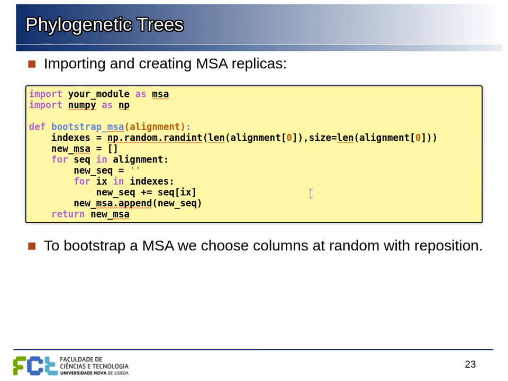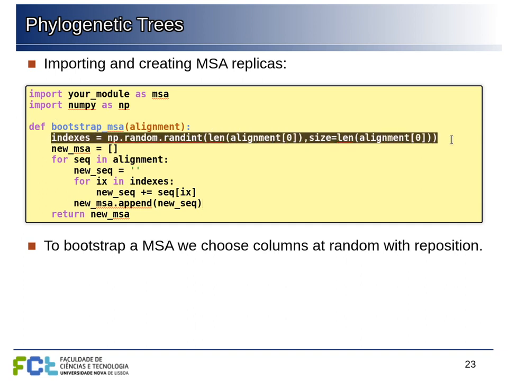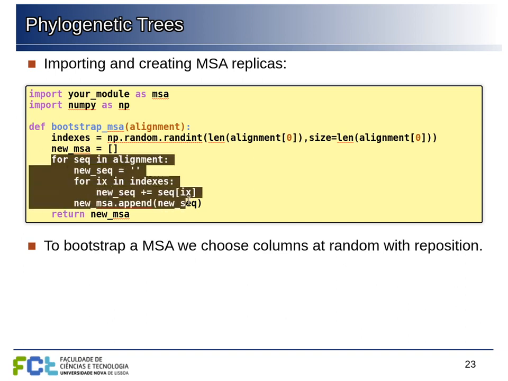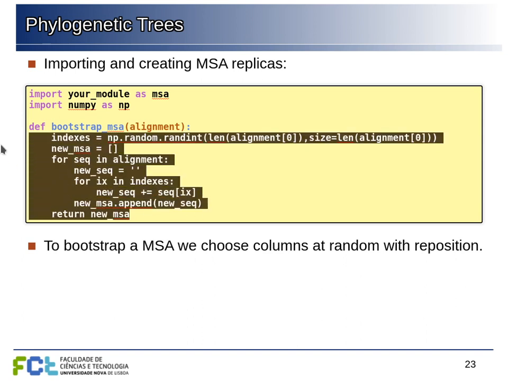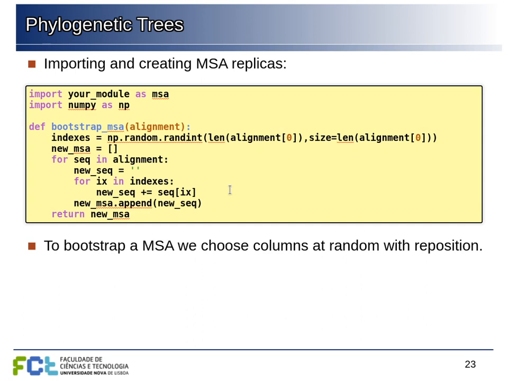Now we have the new sequence. The new sequence is generated by this random sampling of the old sequence. But remember that we run the randint function only once for all the sequences. Otherwise, if we put this inside the loop, we would scramble everything and the multiple sequence alignment would be wrong. So we are selecting the columns, but we are not changing how the sequences are aligned. And now we return this new list, and this is the new multiple sequence alignment obtained from the original one by bootstrapping.